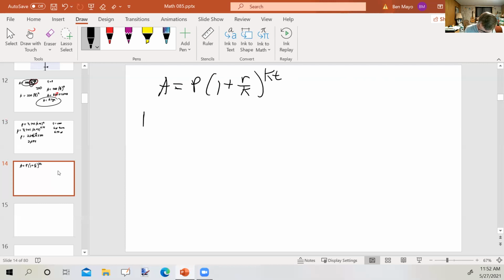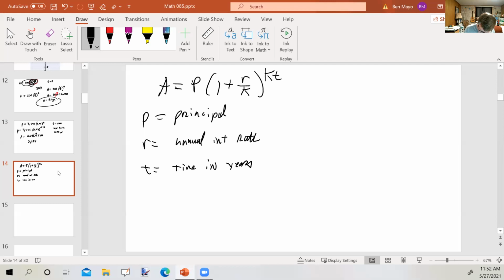Okay, where P is the principal, or the initial amount invested, R is the annual interest rate, T is time in years, and K is the number of compoundings per year. Now, what do I mean by that?